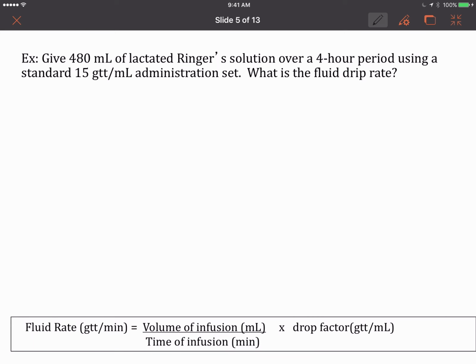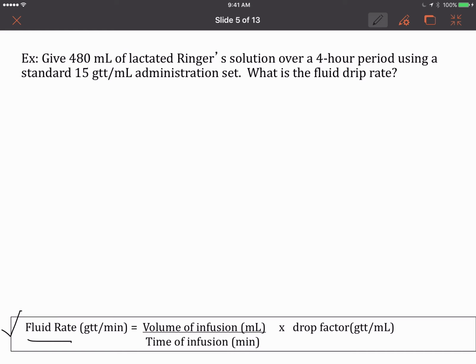I've given you the fluid drip rate formula down at the bottom of this page, and up at the top is a problem. It reads, give 480 mils of lactated ringer solution over a 4-hour period using a standard 15 drop per mil administration set. What is the fluid drip rate? So we're looking for the fluid rate or the fluid drip rate.